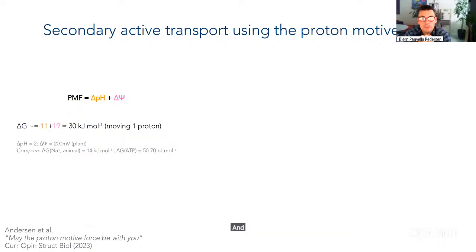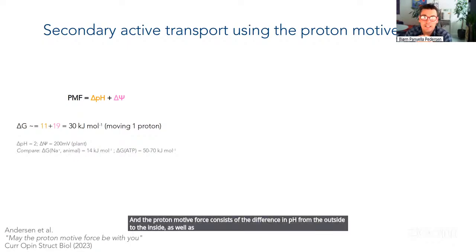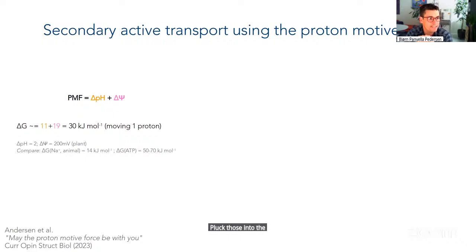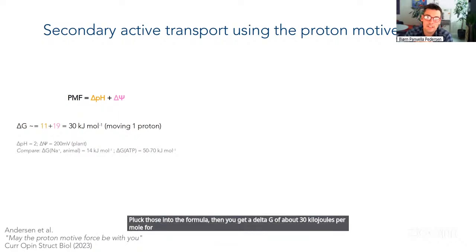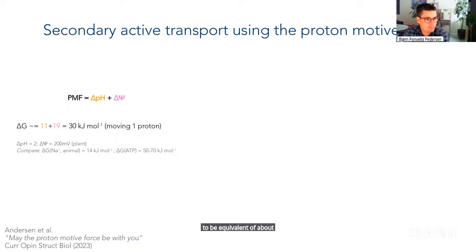The proton motive force consists of the difference in pH from the outside to the inside, as well as the difference in electrical charge, which is what we call the membrane potential. If you use standard values for a plant plasma membrane and plug those into the formula, you get a delta G of about 30 kilojoules per mole for moving one proton across the membrane, which is approximately half of what you get from hydrolyzing one ATP molecule. So moving just one proton across the membrane generates energy equivalent to about half the hydrolysis of one ATP molecule.